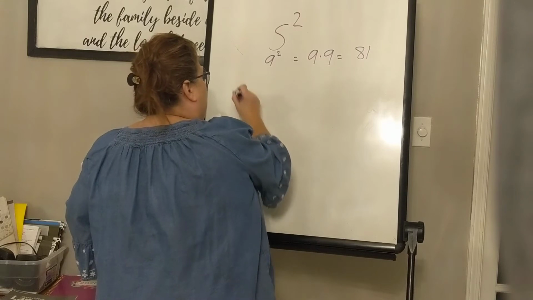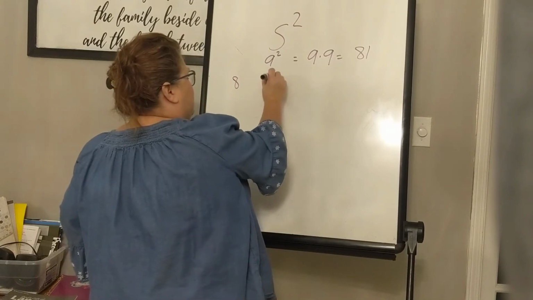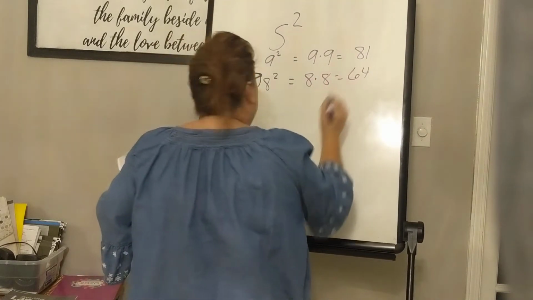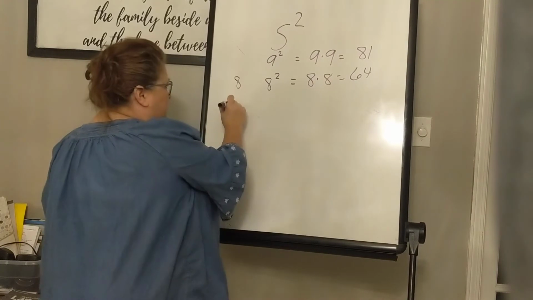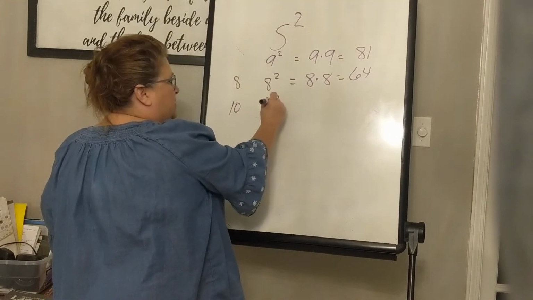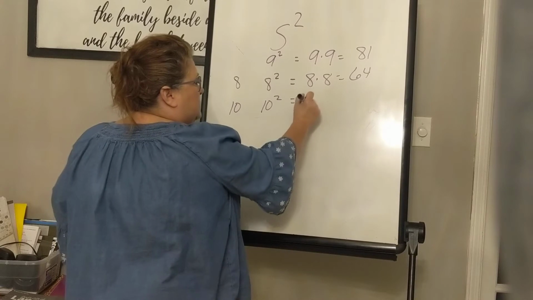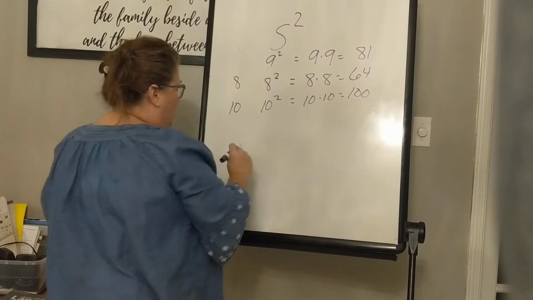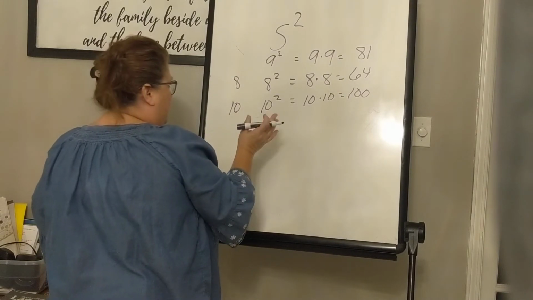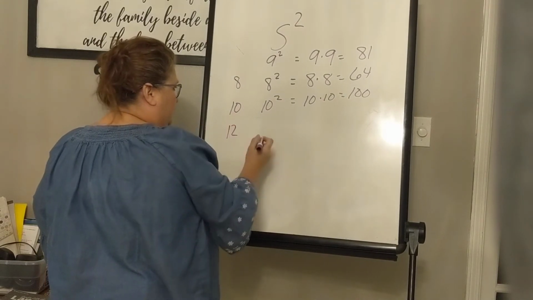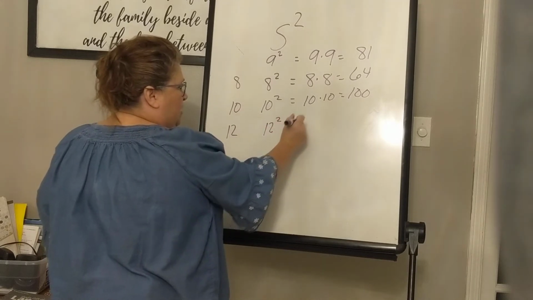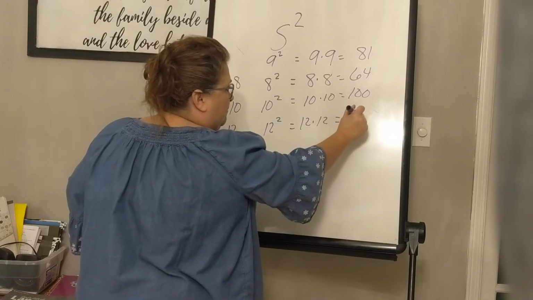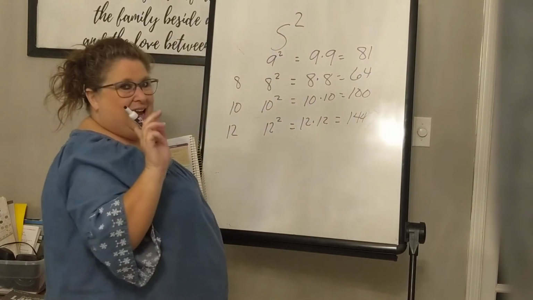If the side was 8, I would say 8 squared. 8 squared equals 8 times 8, which equals 64. If the side was 10 units, I would say 10 squared. 10 squared equals 10 times 10, which equals 100. Okay, y'all with me? If the side was 12 units, it'd be 12 squared, which would be 12 times 12, which equals 144.